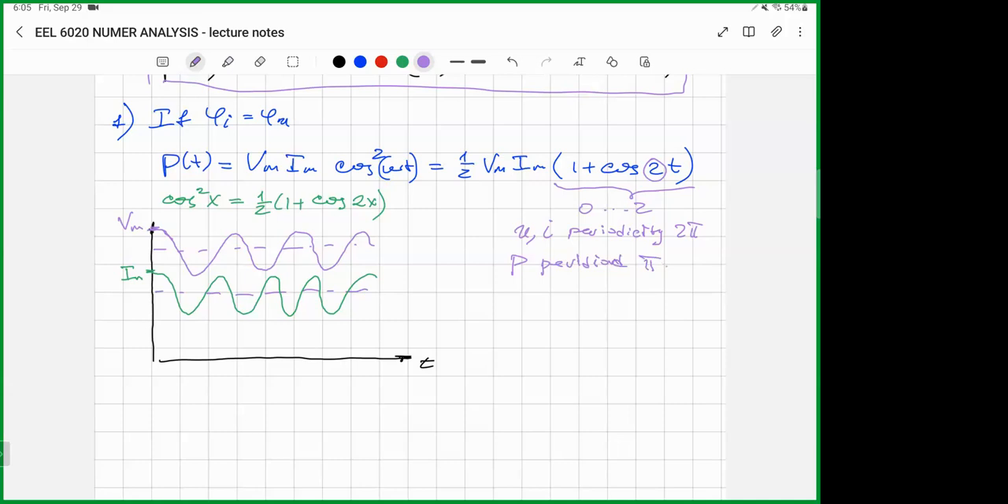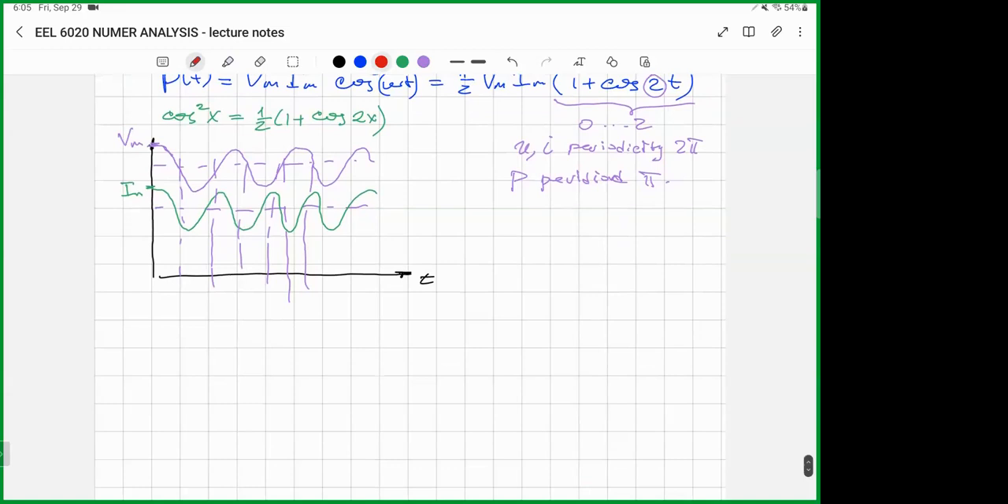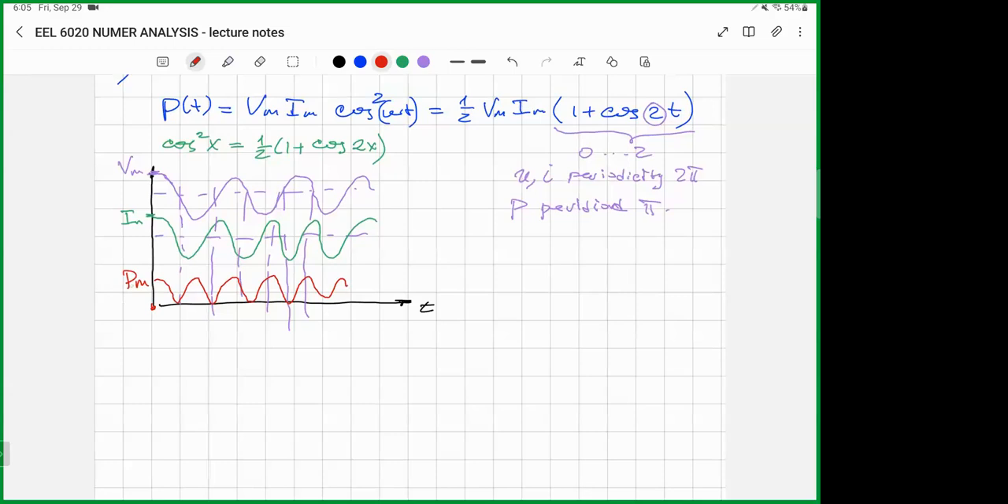Period pi. Okay. Because the frequency is twice as high as current and voltage. So for the power, I will get something like, my drawing is terrible, but yeah, it's going to be something like this with a twice larger frequency and only positive. So it will oscillate between a maximum value of power, which is VmIm, and zero.